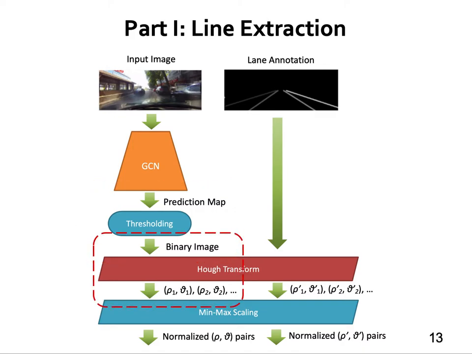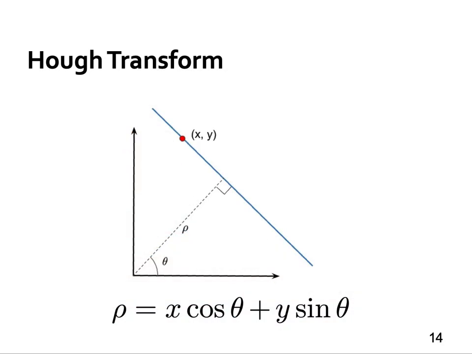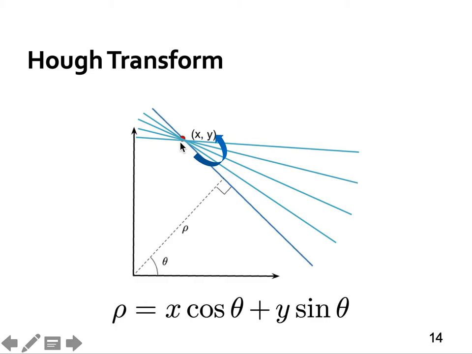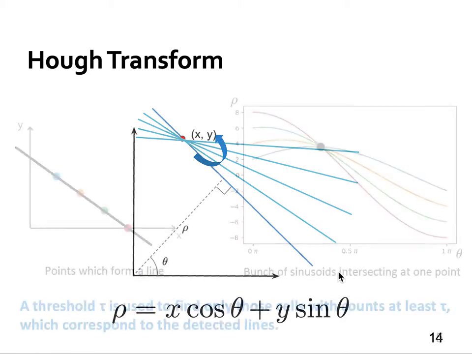We then input all foreground pixels into a Hough transform to extract lane lines, which are represented in spherical coordinates. In the Hough transform, each foreground pixel corresponds to a set of lines that pass through it, or rotate around it, where each line can be represented with coordinates rho and theta, like shown here. Each line corresponds to one rho and one theta.